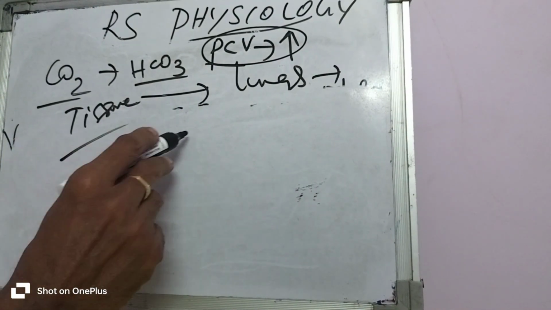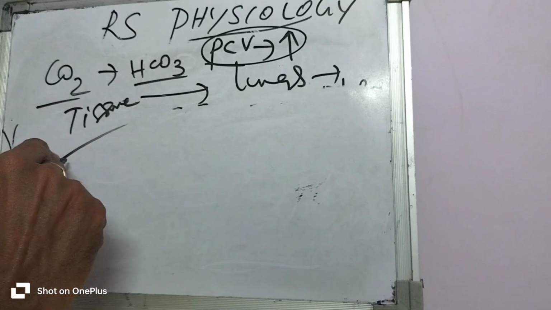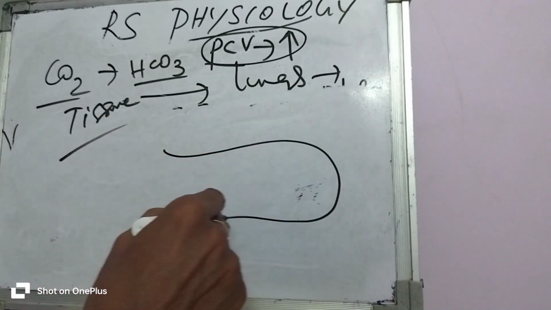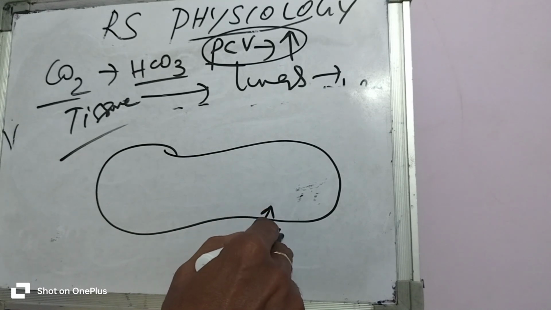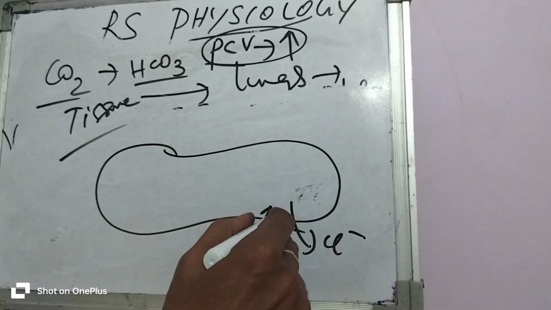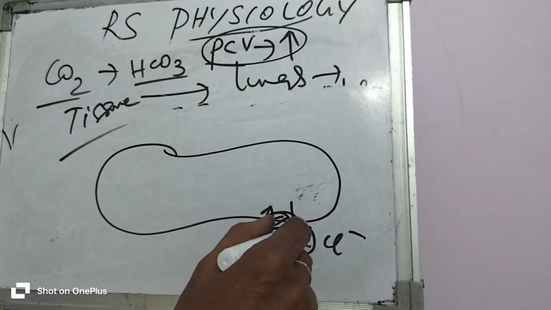When it reaches the lungs, in the lungs what happens? The reverse of the chloride shift takes place. So in the lungs, if this is the RBC, what happens? The bicarbonate which is in the blood enters the RBC, and chloride leaves the RBC. Okay, so this is the reversal of the chloride shift taking place in the lungs, in the pulmonary capillaries.